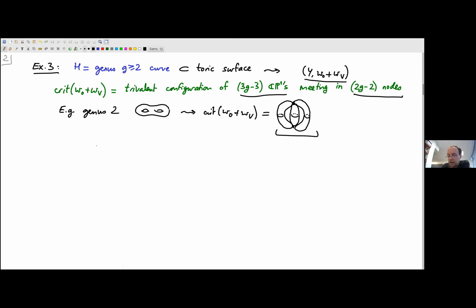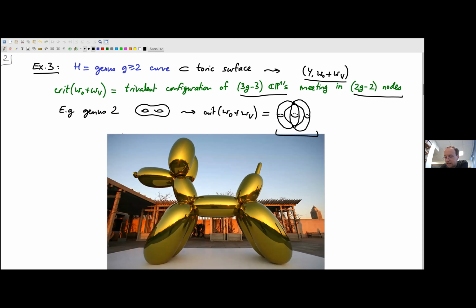All right. And so, okay, I can't resist. Jeff Koons has these sculptures of giant balloon dogs, which are kind of the best real world picture of these things you can come up with, even though they're not trivalent, so don't look too closely.